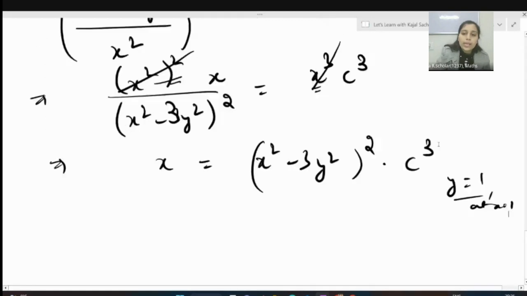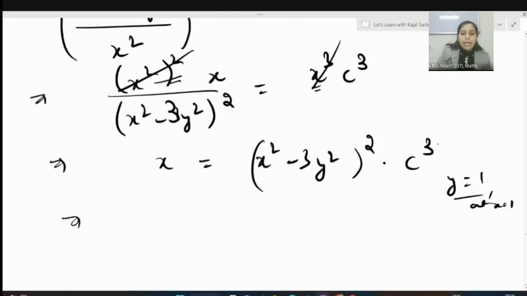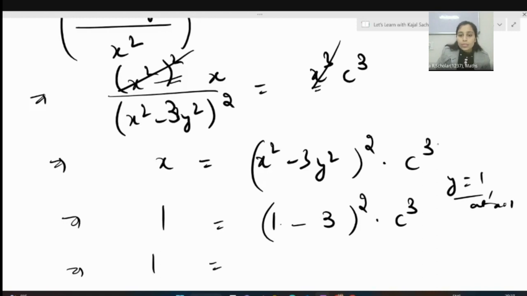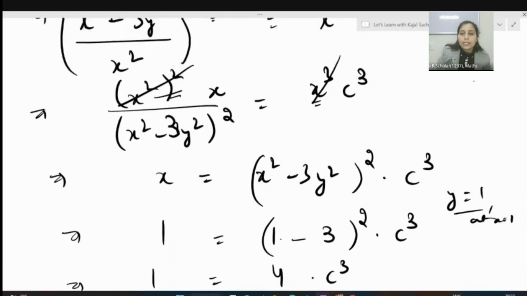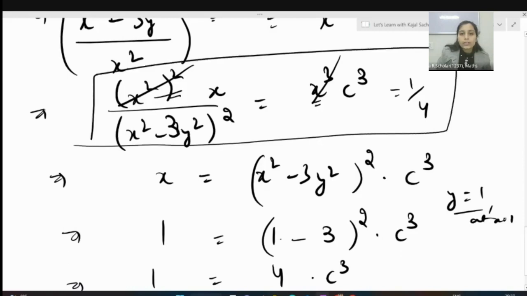Using this, we get x1 minus 3y1 whole square into c cube. So from here we get 2 square 4 into c cube. So we get the value of c cube as 1 upon 4. So value of c cube is 1 upon 4. Substituting here, c cube is equal to 1 upon 4. So this is the required solution.